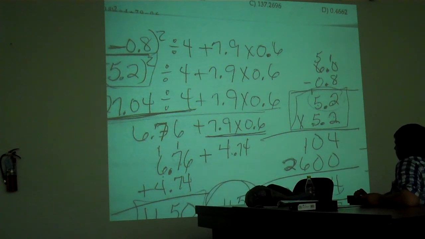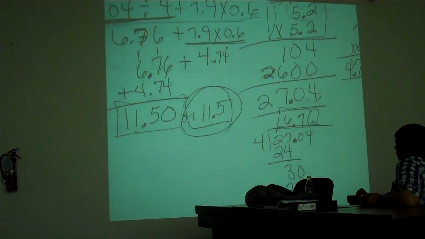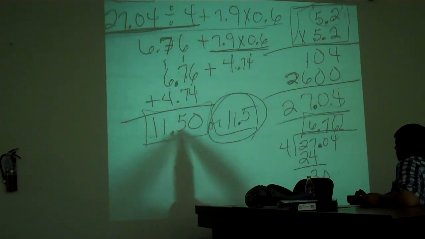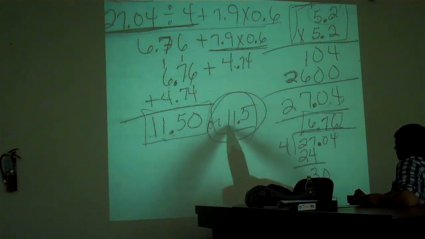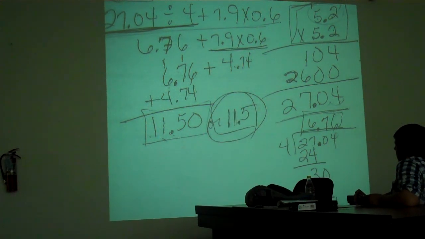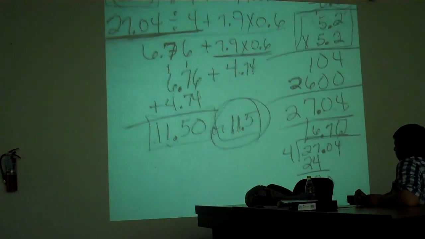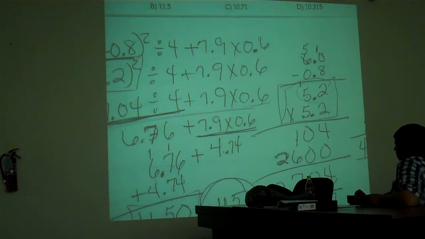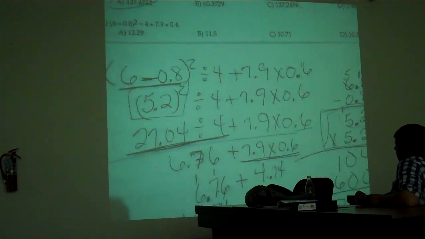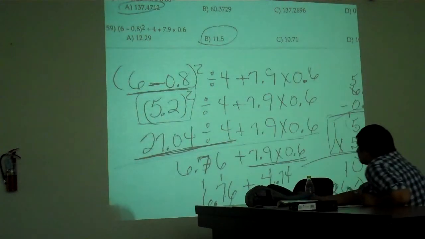Okay? If there's a 0 after, it's not where you can see it, 11.50, or you could just write the 11.5. Okay? On the answer sheet here, the answer is 11.5.